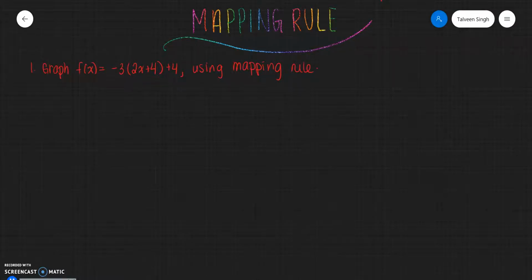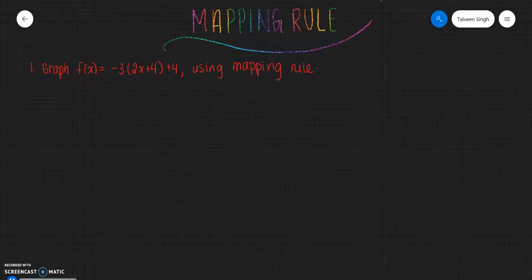Okay, so this is going to be a very quick video on the mapping rule and how to use the mapping rule to, in this situation, graph a quadratic function, but this can work for any function. It's basically the same idea and concept. Like we went over in class, there are a few simple steps to use when you're graphing using the mapping rule.